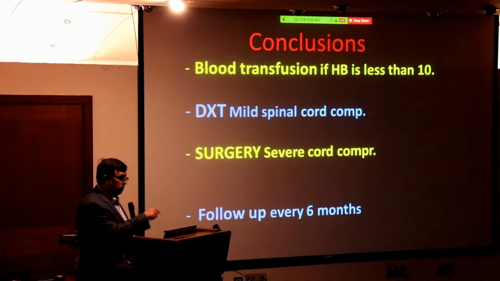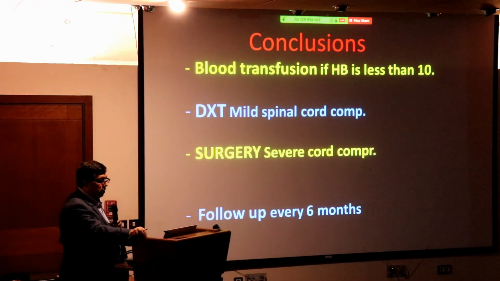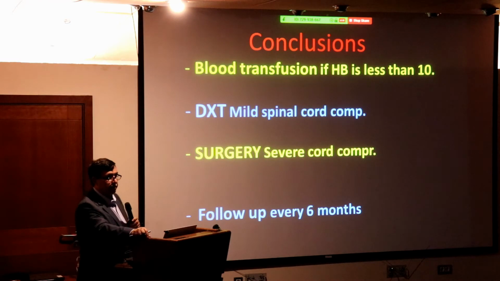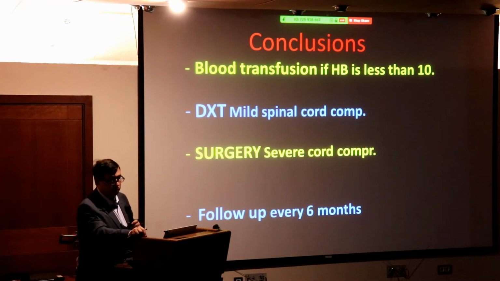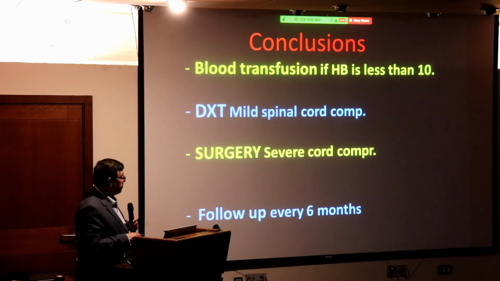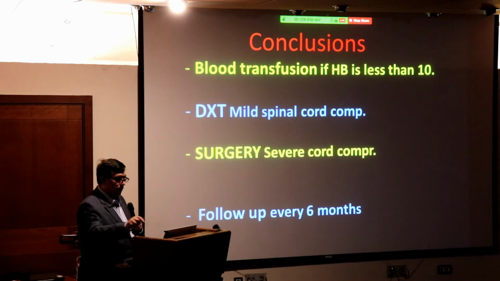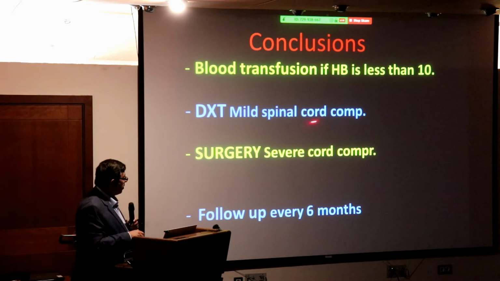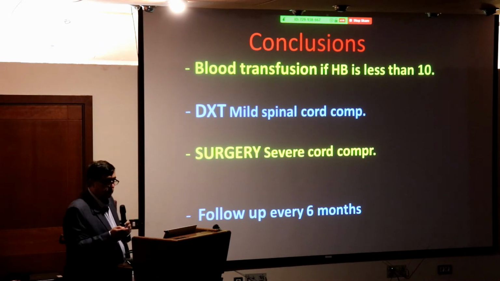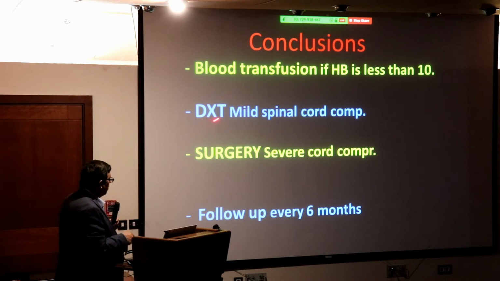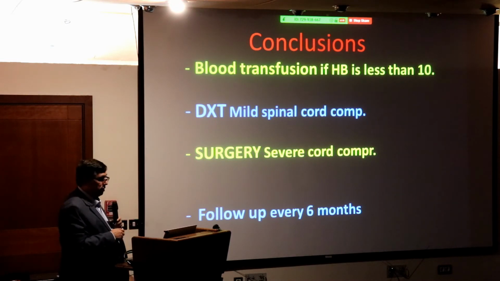So in conclusion, and this is to answer Dr. Adnan Rajab, what would one do when one faces a spinal cord compression due to extramedullary hematopoiesis in a thalassemia patient? First of all, if the hemoglobin is less than 10, most likely you will need a blood transfusion. And then you look at the symptoms. If there is mild spinal cord compression, meaning minor weakness, no incontinence, no sensory level, then you can start with radiotherapy.